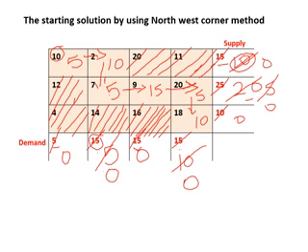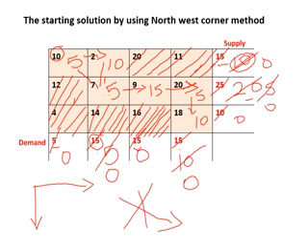Be careful, the starting solution by using the northwest corner method doesn't pass diagonally. We can't move from this cell, for example, to this cell. We should pass horizontally or vertically. We can't ever pass diagonally. And we can't go backward, from here to here, for example. No, we only go forward. So be careful.